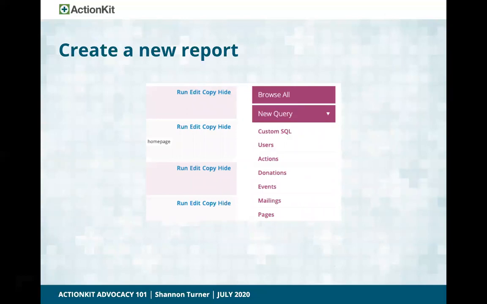But let's go back to the Reports tab and create a new report. If you click New Query, this is going to let you create a new report of the type that you want. You have so many options to choose from based on the types of information that you want to include in your report. Most of these categories have at least some overlap with the others. So for instance, a user's report is going to have some information about the donations that user has made. It's going to have some information about the actions they've taken, and so on.